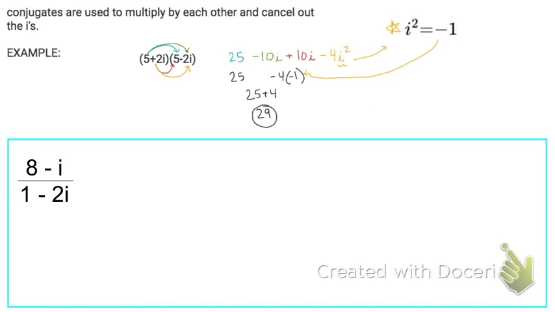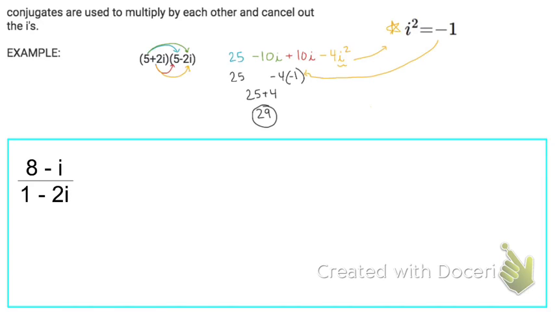Here we're going to go over this example in the blue box of dividing complex numbers. And we're going to do that by getting rid of the imaginary number in the denominator by using conjugates. So let's take a look at the example above.